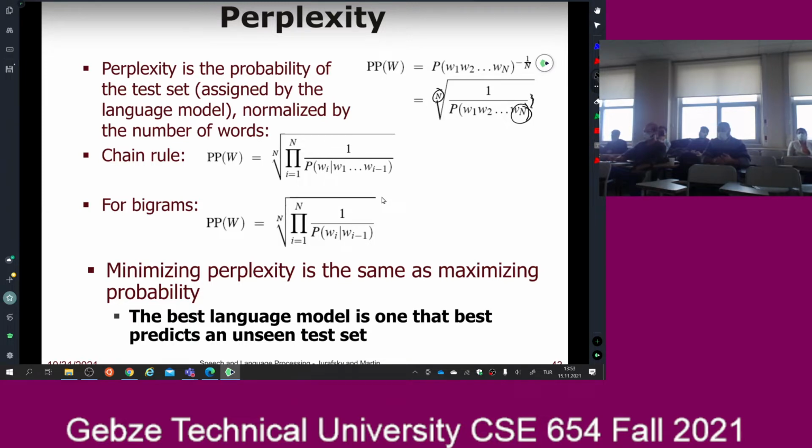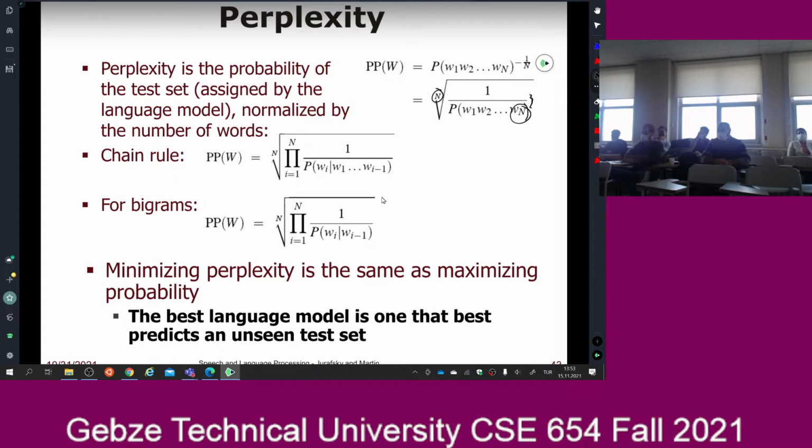A perplexity of one is not achievable for any model, okay? Because none of your sentences will give you a probability of 1. So 1 will not be possible except for the trivial cases. So all I want is my perplexity to be as small as possible.